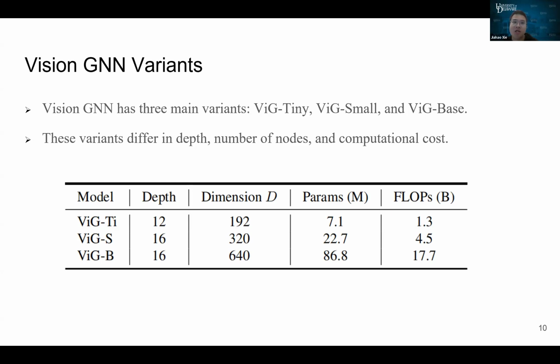Vision graph neural network comes in three variants: tiny, small, and base. These variants offer different trade-offs between performance and computational complexity. The tiny one is the smallest and most efficient model, designed for scenarios where computational resources are limited. The small one makes a balance between performance and efficiency, while the base one is the largest model, providing the best performance at the cost of higher computational requirements. This flexibility allows Vision GNN to be applied in a wide range of tasks, from lightweight applications like mobile devices to more resource-intensive tasks, such as large-scale image classification.